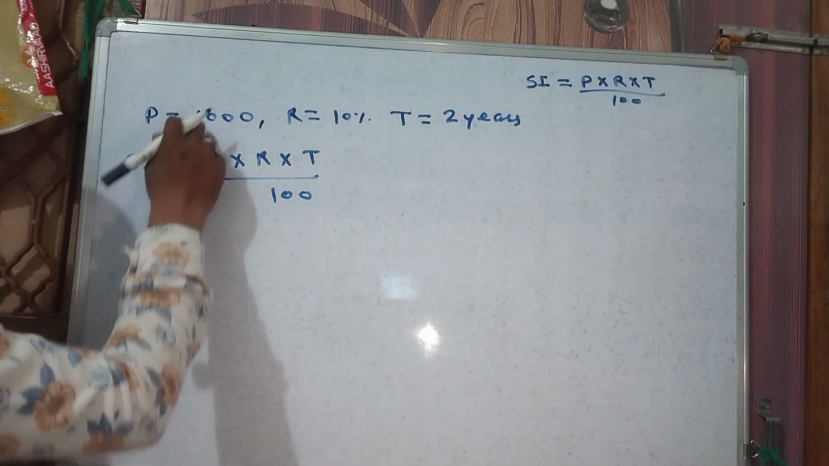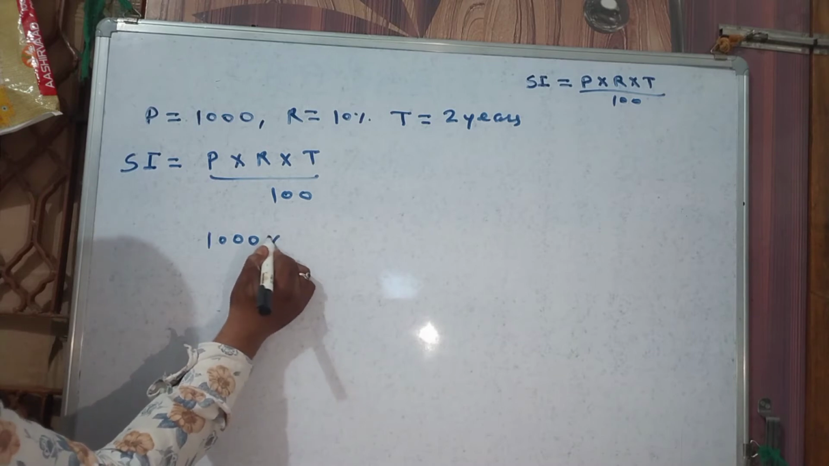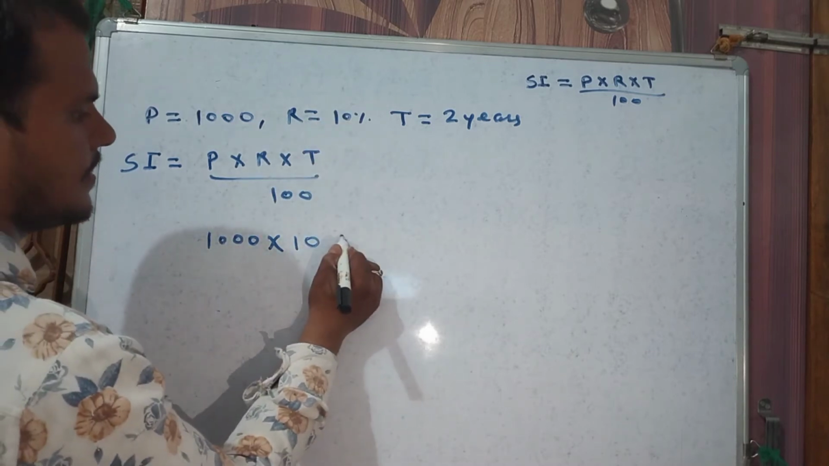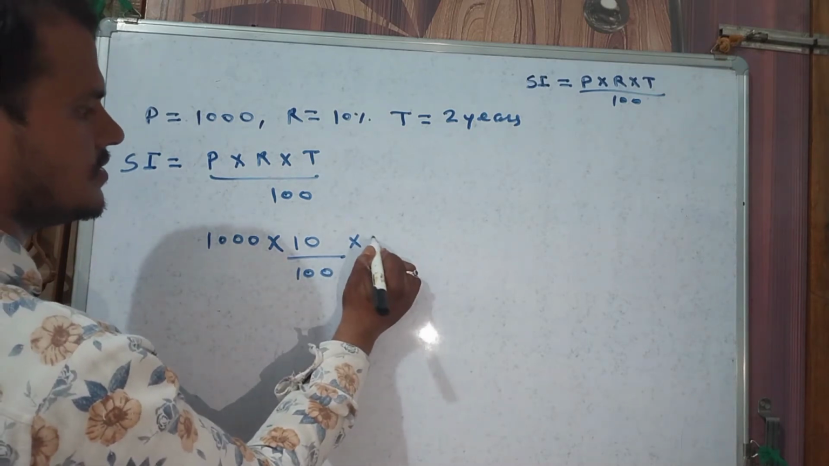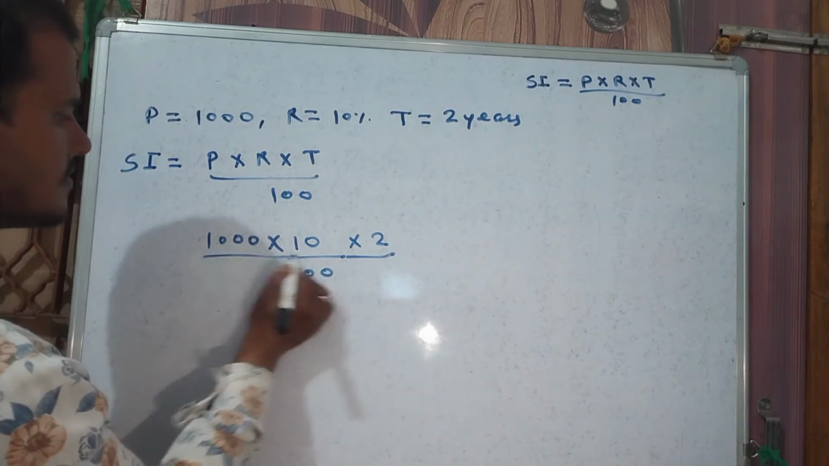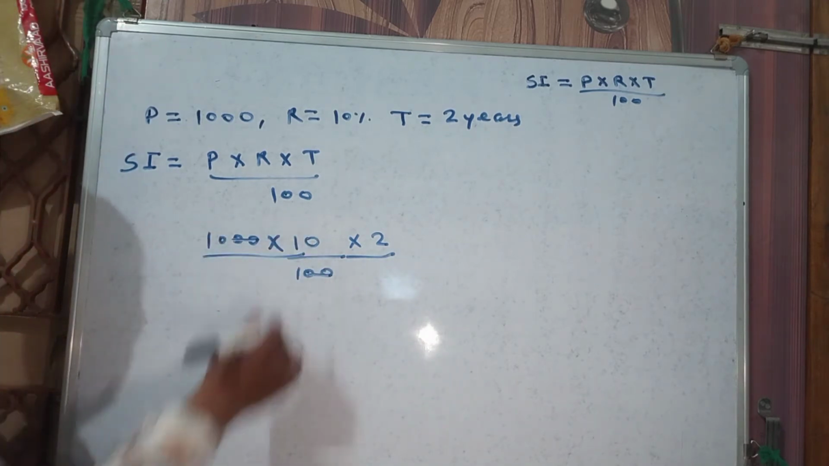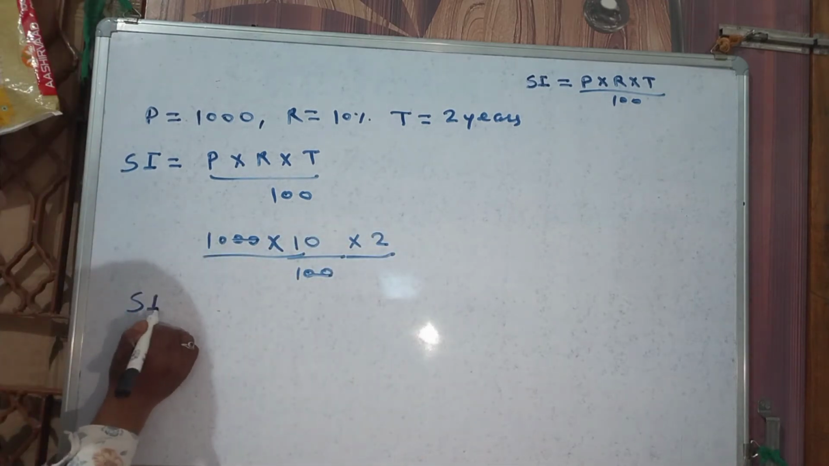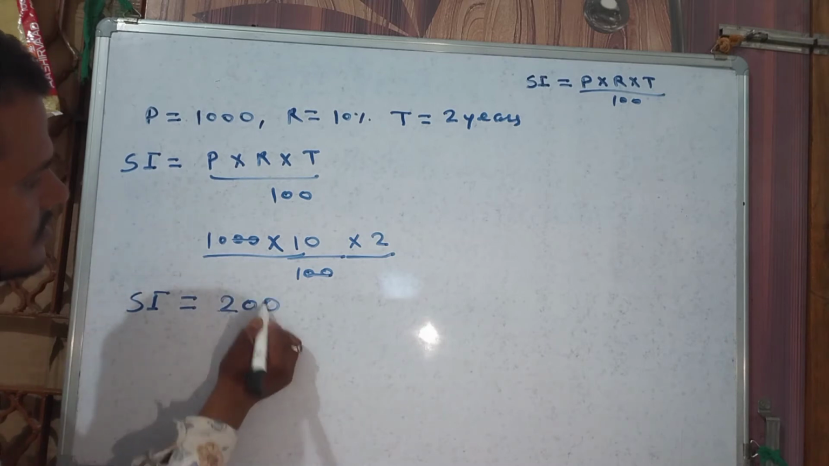So P is given as 1000, into R, 10%, 10 by 100, into the given T. So 0 cancels, 10 into 10 is 100, and 100 into 2. So simple interest will be 200.